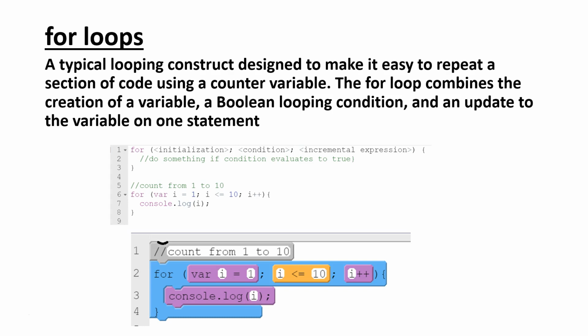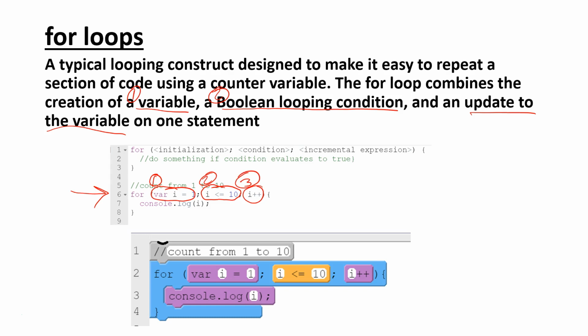So let's look at what we got here. Let's use this example right here. We have three things going on. We've got the creation of a variable. So our variable is right here, and we're initializing the variable to 1. Our second thing is a Boolean looping condition. This loop is going to keep going until this condition is false, so until i is less than or equal to 10. And then we have an update to the variable, which is our counter, which is this right here. So we have all three of those elements there.